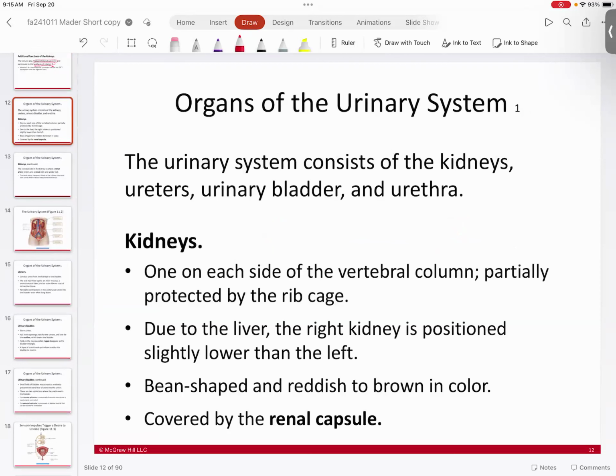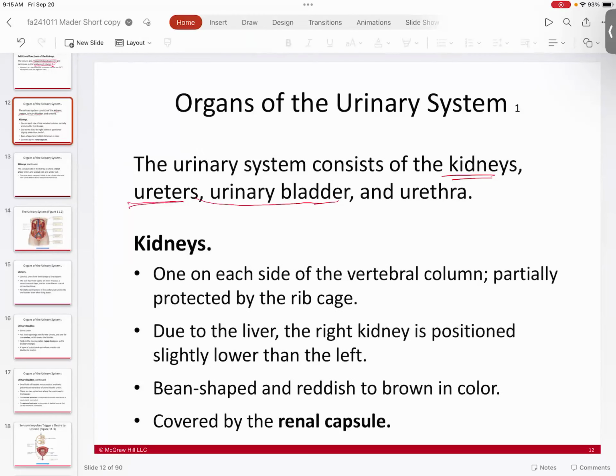So let's go ahead and take a look at the structure, right? When you take a look at the kidneys and the urinary system itself, you're going to have the kidneys as a main component of the urinary system. They're connected to the bladder by ureters. The bladder is going to hold your urine. And from the bladder, you have your elimination tube, which is the urethra, and that exits the urine outside the body. You have two kidneys, one on each side, partially protected by the rib cage, not completely.